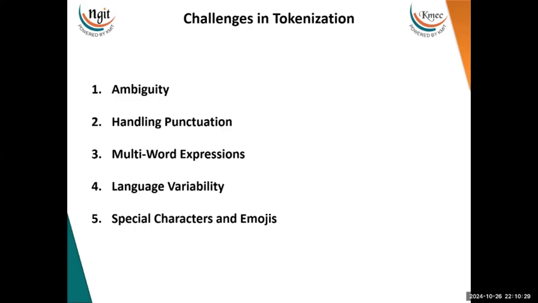Or when we say machine learning, we say "machine space learning." So this has to be treated as one. Yes, so the simple tokenizers, what they do is they just split this into two words. That is another challenge. Then we talk about language variability.